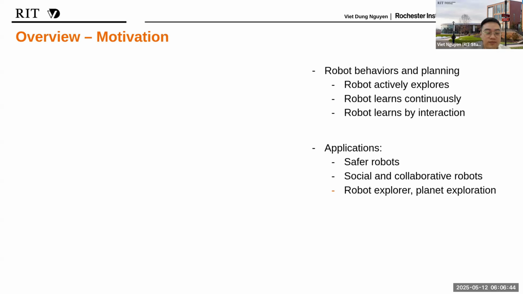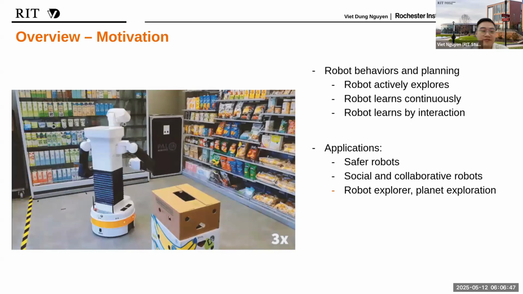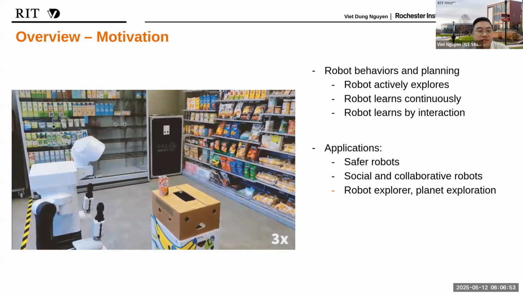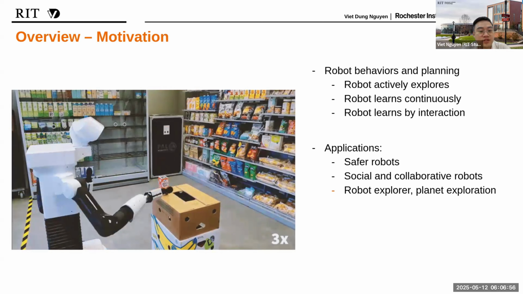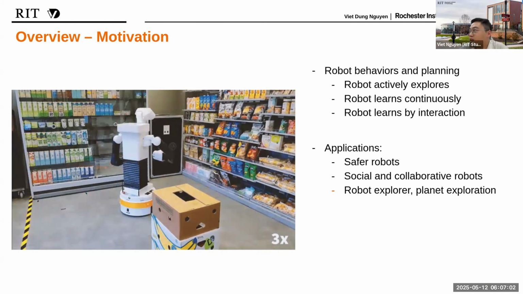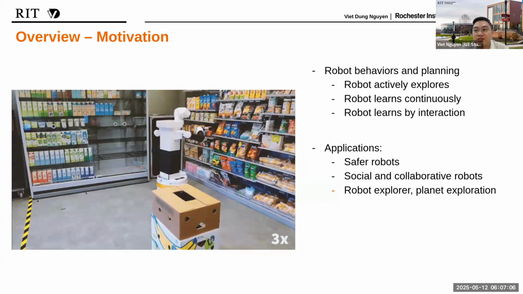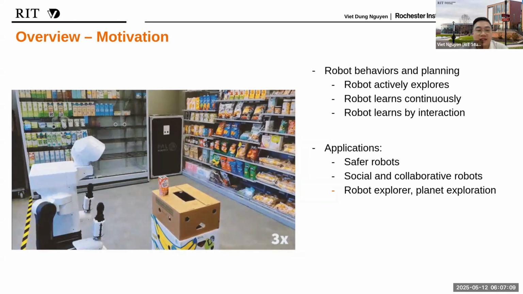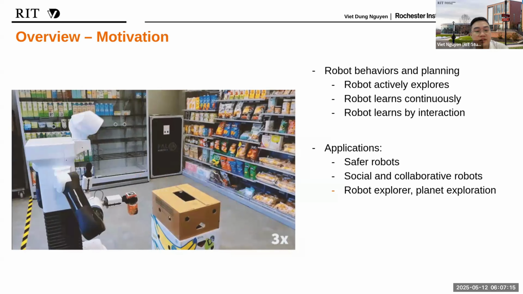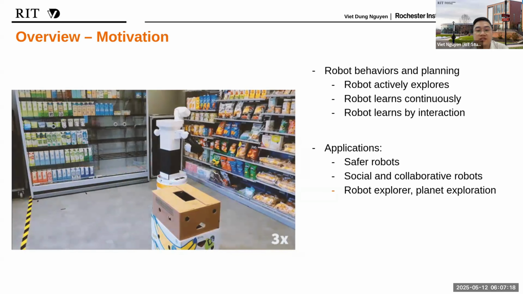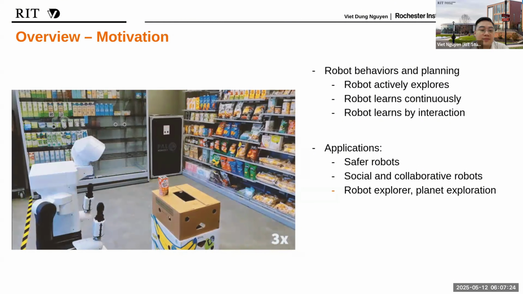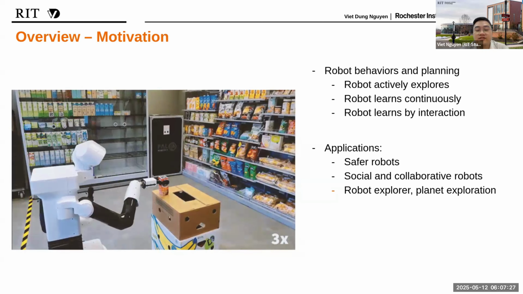So first of all, we have to have motivations, right? Nowadays, frontier works in robotics excel in implementing robot behavior and planning. For example, creating autonomous robots that can actively explore the environment, like planet exploration and autonomous driving cars. And then there are robots that can acquire knowledge and learn skills continuously, ultimately achieving the vision in cognitive and developmental robotics. And next, robots can learn continuously by interactions, right?